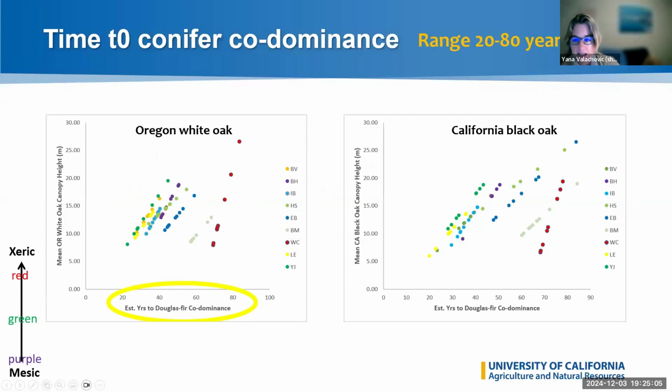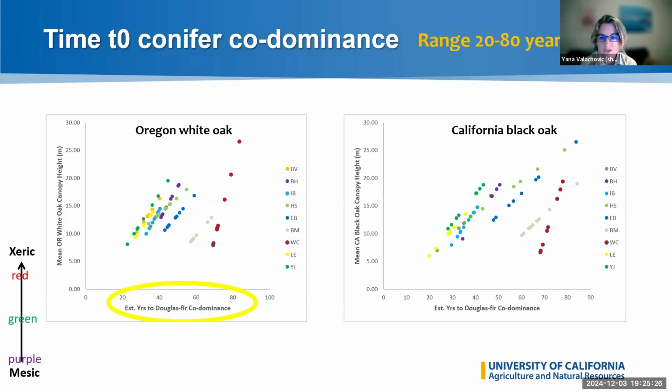We were talking about, in the beginning, this issue of conifer encroachment, and Pascal just gave us some post-fire experience. I want to also share that there's this issue of how long it takes for a Douglas fir to become co-dominant, so at basically around the same height as the oaks.